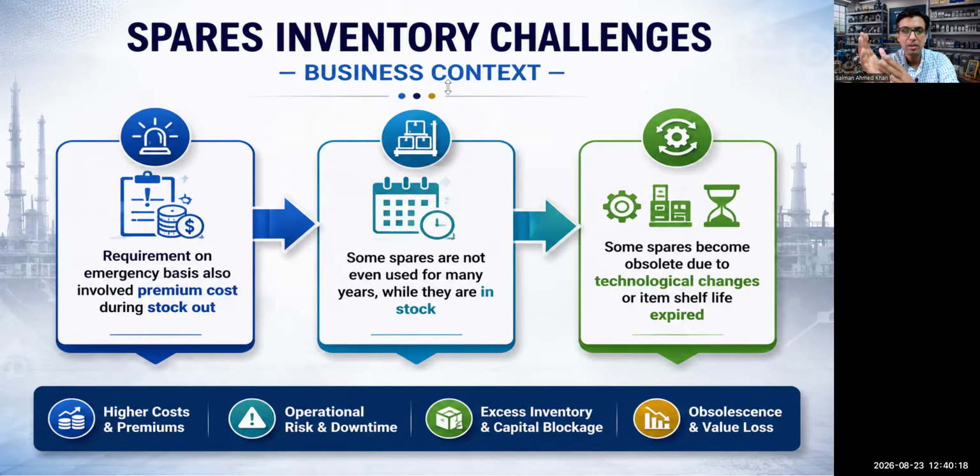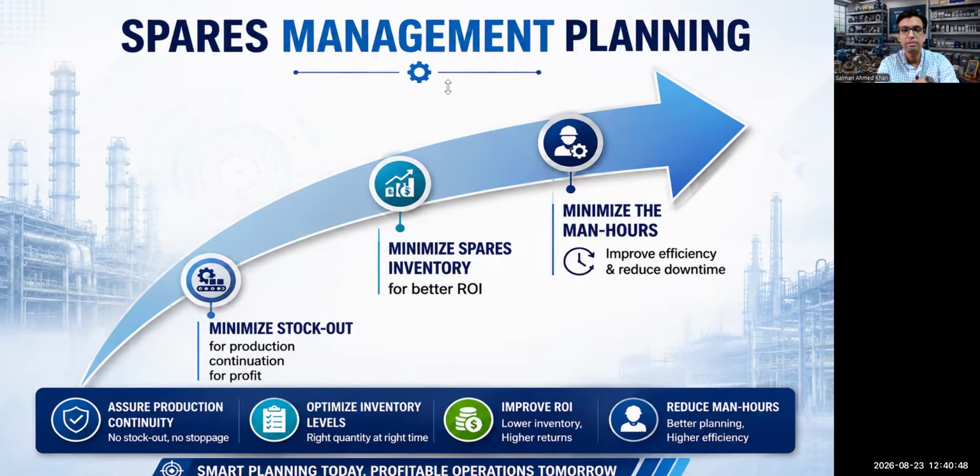That storage of inventory is a cost to your company: capital blockage, or the capital cost of your company, which is already in the form of the total cost of the inventory, the total cost of ownership. While managing these risks, there is also the challenge that due to technological change, the item becomes obsolete. So these are the challenges that you face while doing spares management.